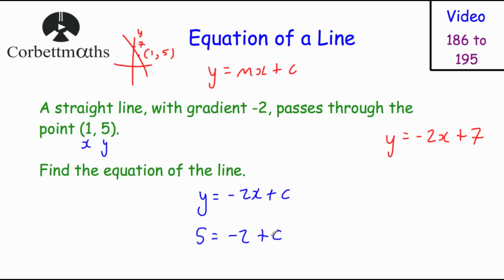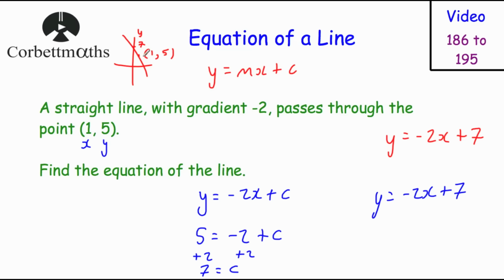And then we've got our plus c. We want to find what c is, our y-intercept. We want c on its own, so to get rid of this minus 2, we add 2 to both sides of the equation, and you get 7 equals c. So c is equal to 7, and you get y equals minus 2x plus 7. And the great thing about this approach is we were quite lucky in this question.